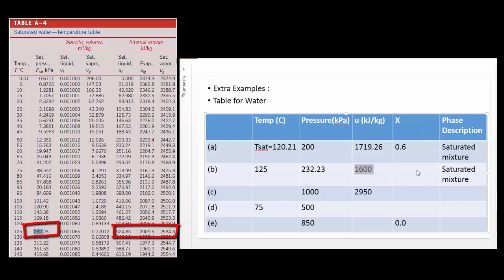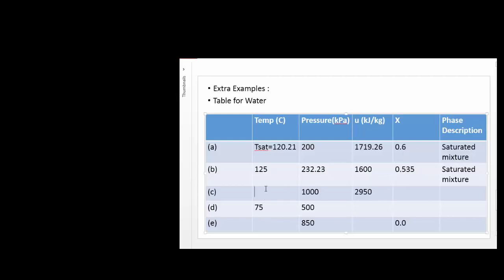So let me solve this for you. X equal to 1600 minus 524.83 divided by 2009.55. I get 0.535, meaning 53.5% is vapor. So let us go to the next question.